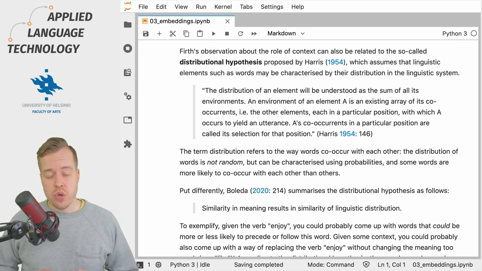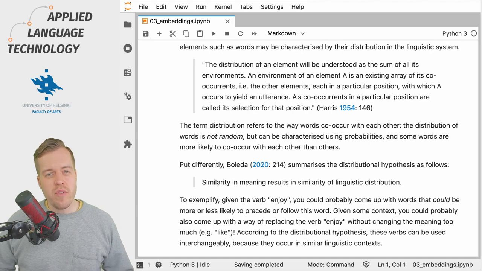The core idea behind the distributional hypothesis has been recently summarized by Gemma Boleda as: similarity in meaning results in similarity of linguistic distribution. Just to give you an example, if you were given a verb such as enjoy, you could probably come up with some words that could be more or less likely to occur in connection with this word. And if you came up with some context in which the verb could be used, such as "I enjoy running," then you can probably also come up with a way of replacing the verb enjoy without changing the meaning of the utterance too much. You could, for example, replace the verb enjoy with the verb like, as in "I like running." And this is because, according to the distributional hypothesis, these verbs can be used interchangeably because they occur in similar contexts.